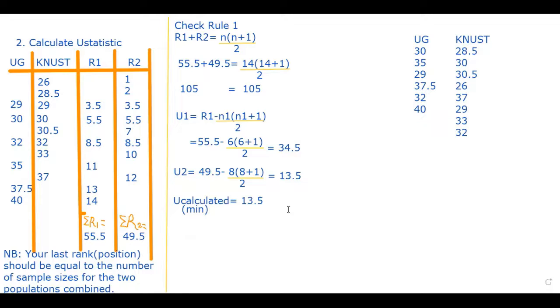Okay. Now, before you move on to step 3 in calculating your critical value, check to see whether the U1 and U2 you calculated are correct. You get it? So that's check rule 2. You have to do these checks.